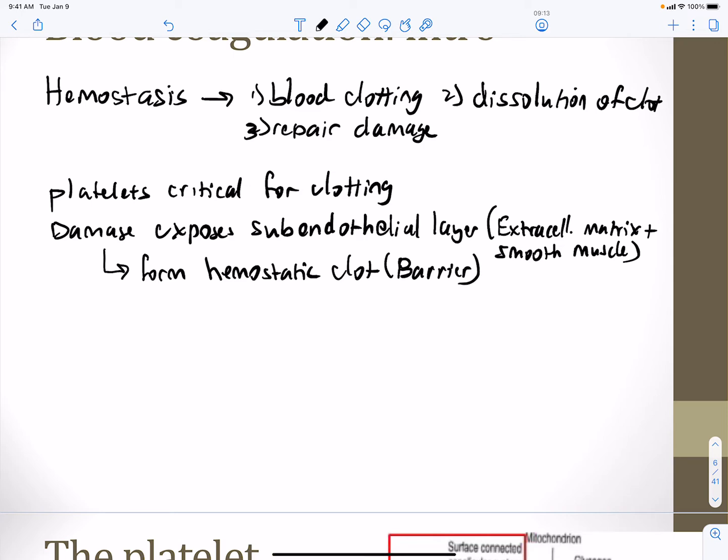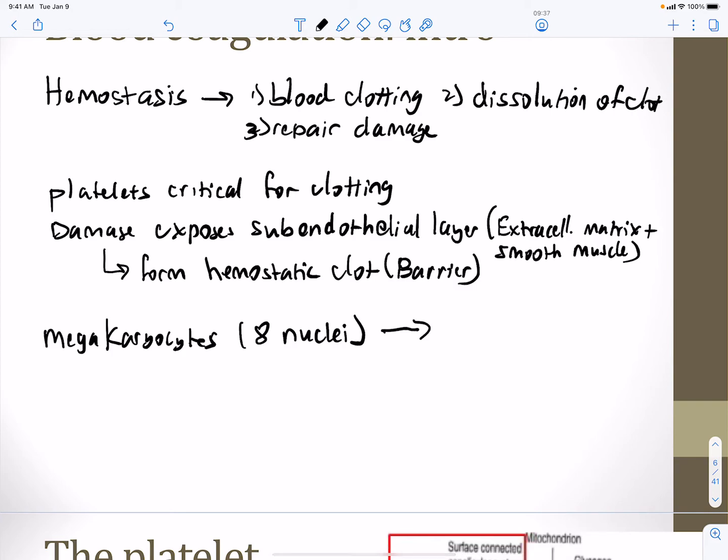The platelets are going to initiate and bind to the damaged area, and then they're going to form the clot, and the clot formation is going to be tightly regulated. So platelets come from megakaryocytes. When the megakaryocytes become multinucleated, with 8 nuclei, then you start to make platelets. Platelets are non-nucleated. They're simply fragments of the megakaryocyte's membrane.